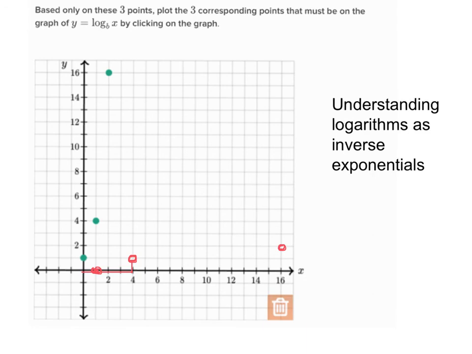And now what I'd encourage you to do is go to Khan Academy or Google and search Khan Academy and then Understanding Logarithms as Inverse Exponentials. And now that you watch this video, I think you'll be able to get 5 in a row very, very quickly.